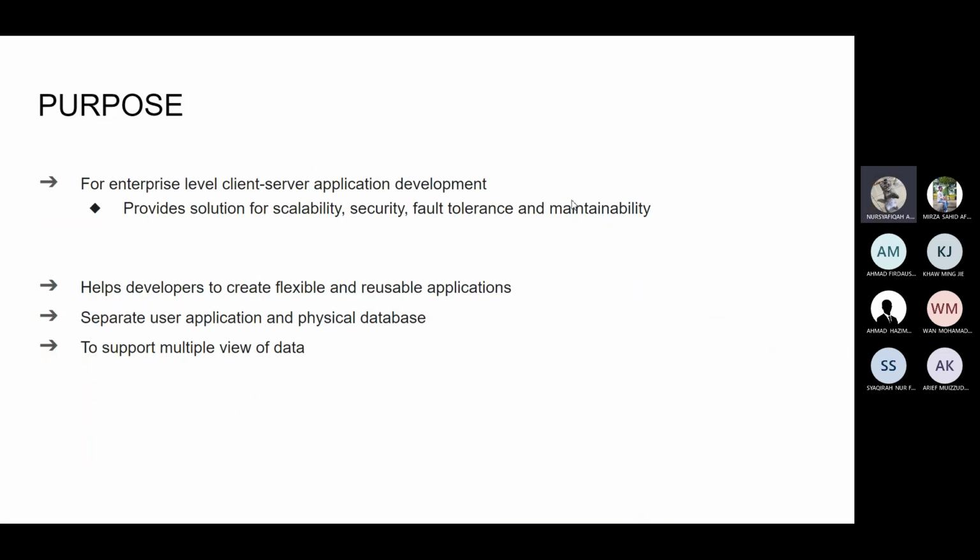So what is the purpose of tiers in the architecture? Tiers are used as solutions for scalability, security, fault tolerance, and maintainability. They also help developers create flexible and reusable applications. They help to separate the user application from the physical database and also to support multiple views of data.